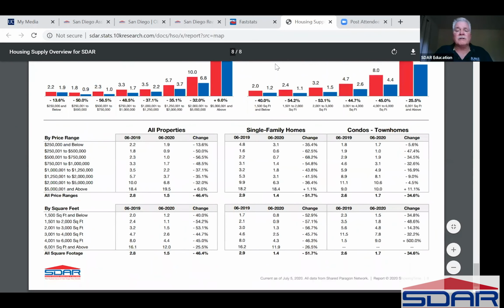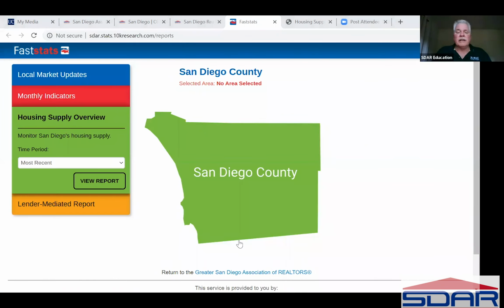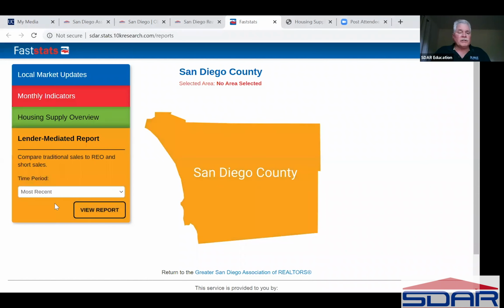Okay, let's take a look now. First of all, any questions on any of that? Because I'm going to jump into my lender mediated report. Not seeing any. Anonymous, were you able to find what I was talking about? Okay, I'm going to minimize that. Let me go now to my lender mediated report. So again, same kind of deal. Compare traditional sales to REO and short sales.